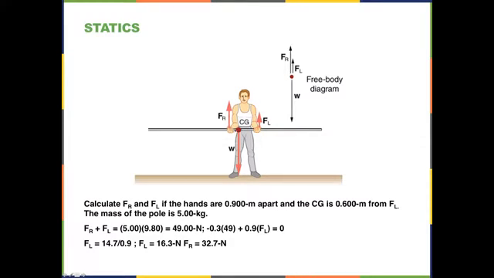The pivot point is actually right here. This is -0.3 and it's downward. And then it's minus because this is downward, and it's plus 0.9 because it's upward. And the sum of those together is equal to 0, or you can set those two equal to each other.